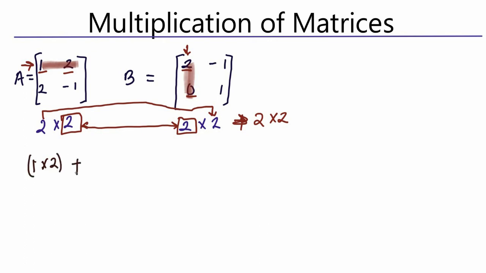Then we are adding these 2. This 2, we multiply by 0. So 2, multiply this by 0. So that is the first time.